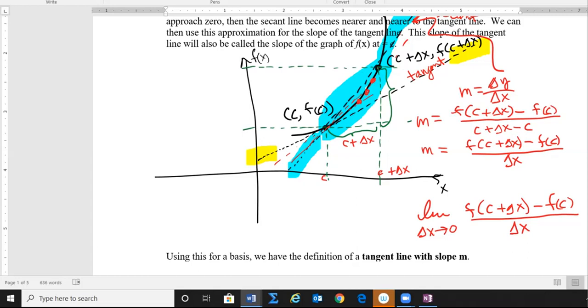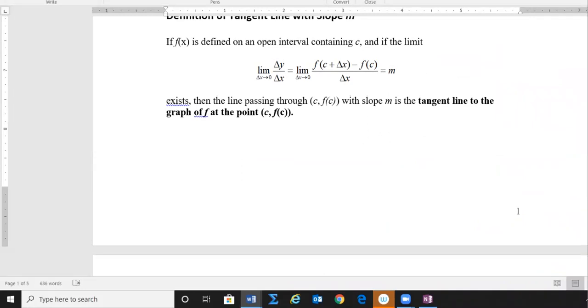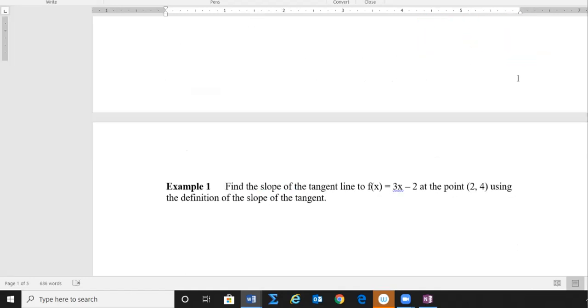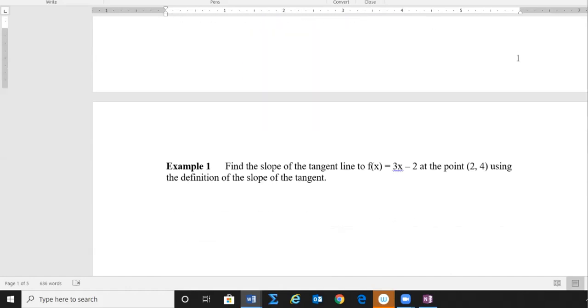Now let's see where that brings us. Down here, this is our main definition. It gives you the slope of the line that is tangent to our curve at c, if it exists. Okay, if it exists. Let's take an example now, and we'll run through this.